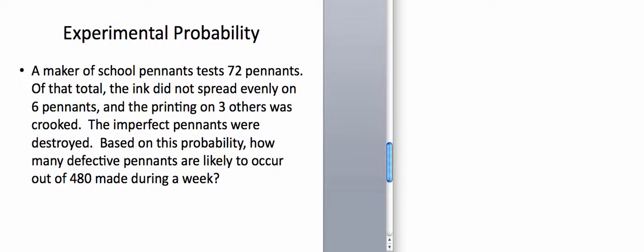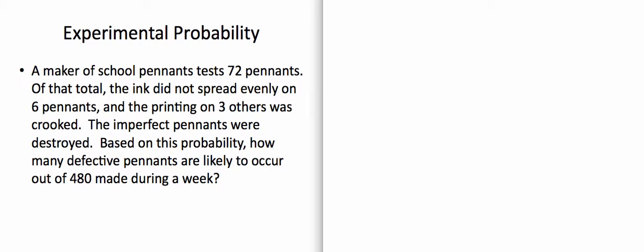So in this example that we've got, a maker of school pennants tests 72 pennants. It says that ink did not spread evenly on 6, and the printing on 3 others was crooked. So there are 9 imperfect pennants, and those imperfect pennants were destroyed. So that means we have 9 divided by 72. That's the probability there. If we reduce this fraction, it's going to give us 1/8.